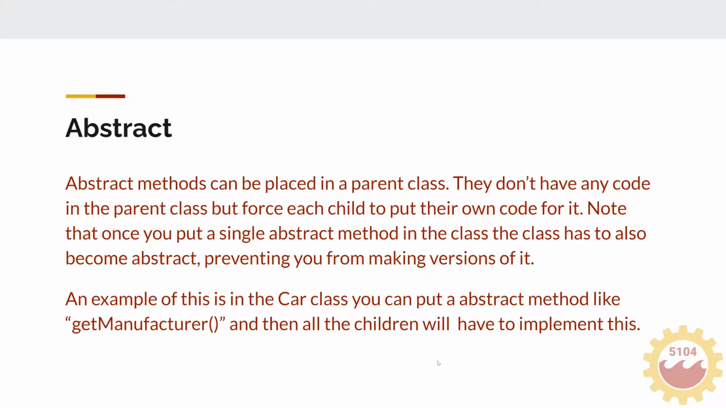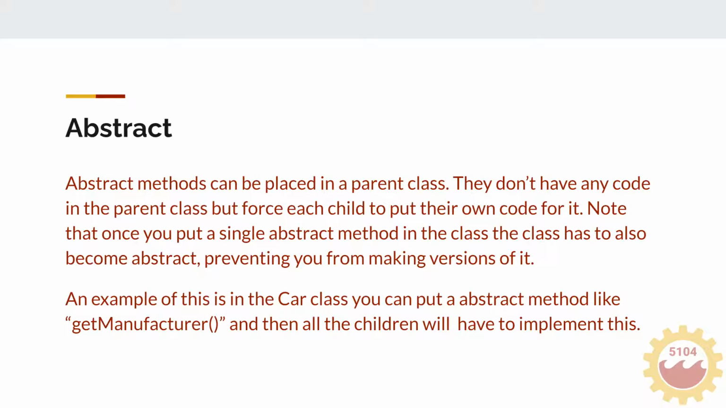Then we're going to cover abstraction, and this is another part of inheritance that makes, in my opinion, inheritance super useful. This basically is how we give structure to a lot of things. And so in the car class, for example, we can put an abstract method. The abstract method in the car class won't have any code in it, but it will force the truck class, the SUV class, and the sedan class to write their own code.